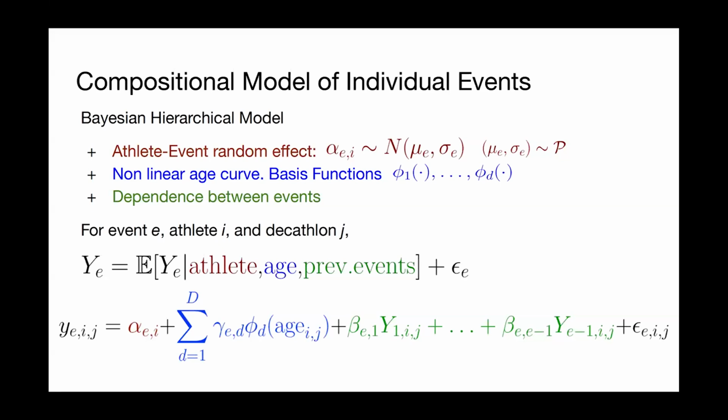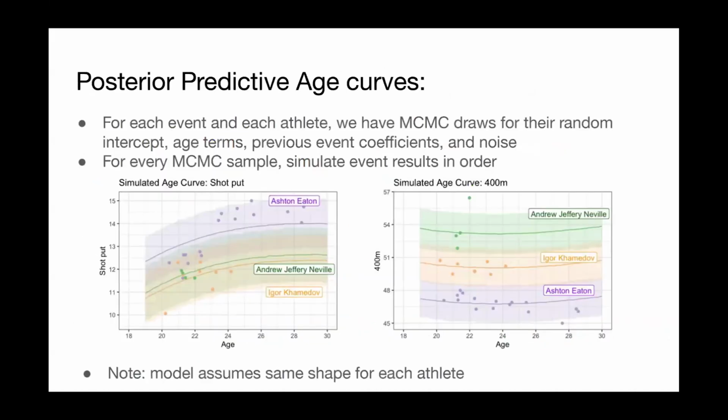We then move on to the next event. We take a draw of the long jump's alpha and gamma, and then we feed in our simulated 100-meter to get a mean prediction for the long jump, and again add random noise to get a simulated long jump for that athlete. And so we propagate this uncertainty through all 10 events, repeating this process, and then we get a full decathlon simulation for a given athlete at a given age. And if we repeat this across a grid of ages, we get age curves such as these.